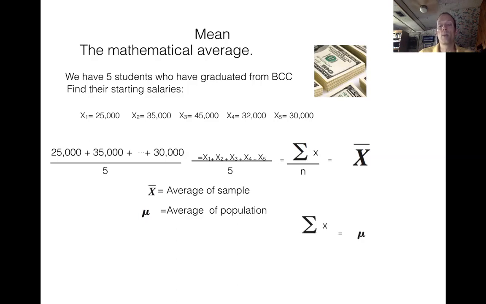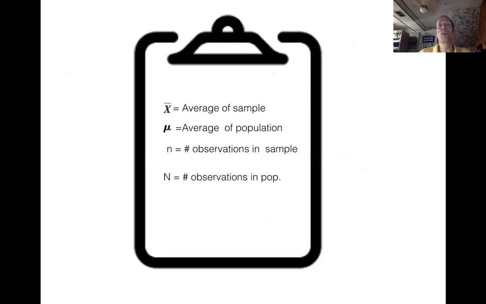Our mu is going to be, in our numerator here, the sum of x's, but in the denominator, we're going to use a capital N. And the capital N is just there to stand for the total number of observations, but in a population instead of in a sample. Okay, so with symbols, what we have to remember is x bar, sample average, mu, population average, lowercase n, total number of observations in a sample, and capital N, total number of observations in a population.